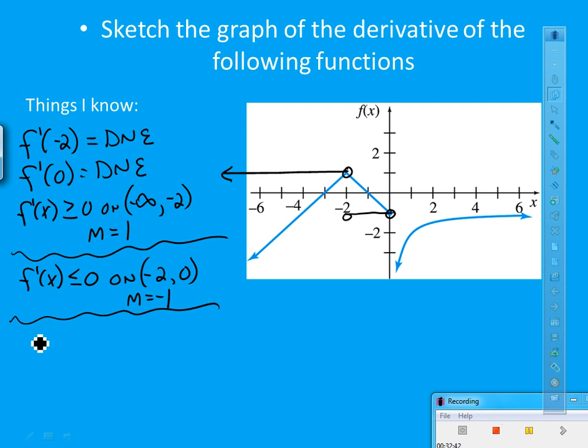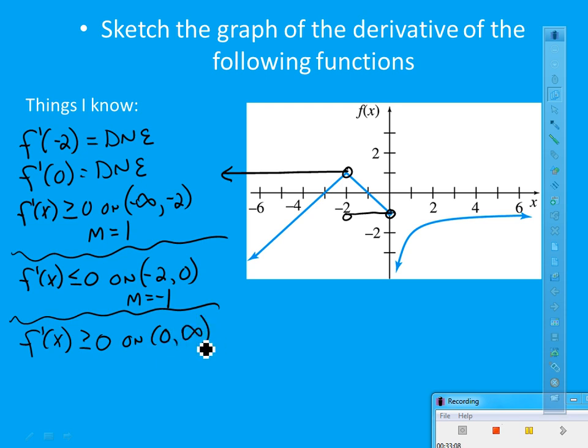Now I'm going to pick on this curving piece. Some things that I know. f prime of x is greater than or equal to 0. Why? My slope is positive here. My slope of the tangent line is positive. It's still positive, just not as big. And these are still positive, but they're smaller positives. So f prime of x is greater than 0 on 0 to infinity.